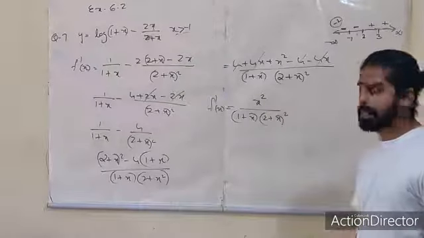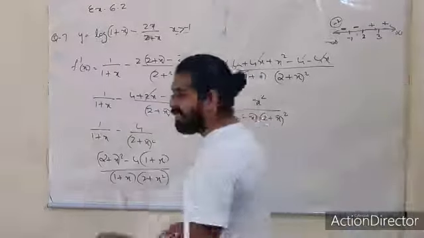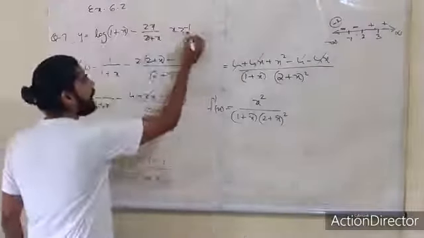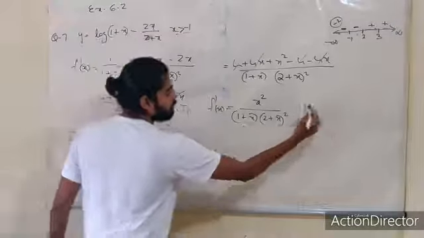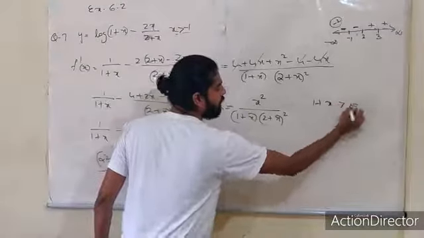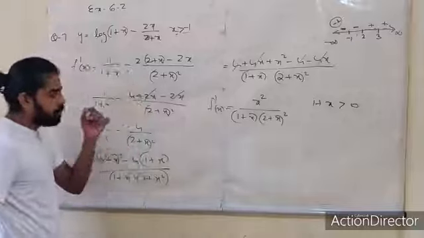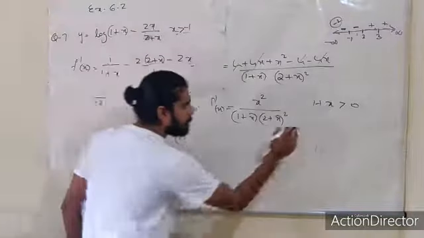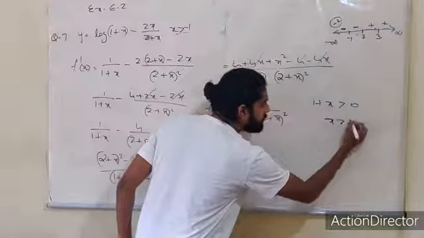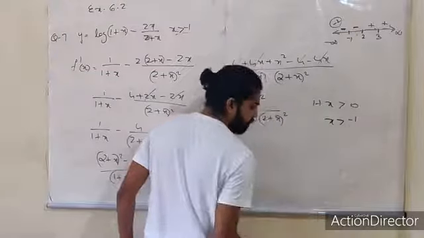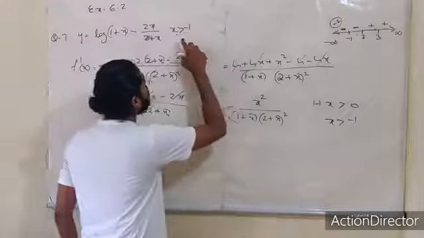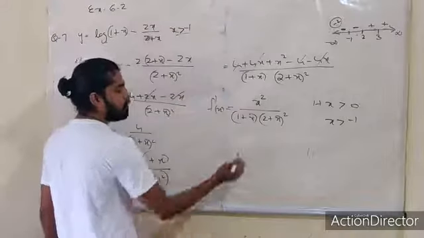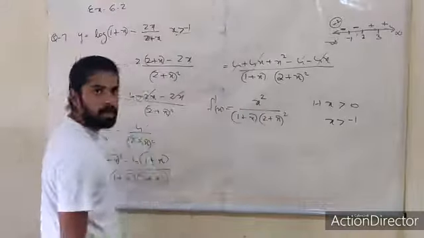And what about 1 plus x? 1 plus x can be negative or positive, but in the domain x is greater than minus 1. So whenever x is greater than minus 1, 1 plus x will be greater than 0, right? And it is provided that x is greater than minus 1. So all these terms are non-negative.